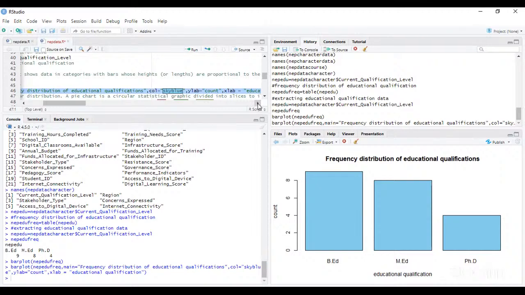Ma'am, there is one question. Suppose we are doing a bar plot, and I want to have different colors for B.Ed, M.Ed, and PhD. So what command should we give in this section of the bar plot? Sure. When we move on to the other code, I will show you how we will use different colors.